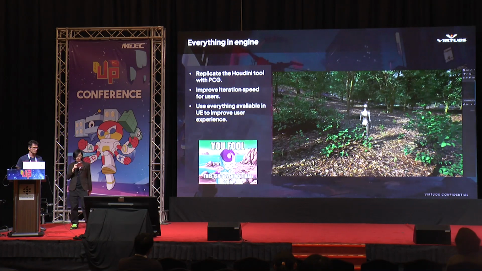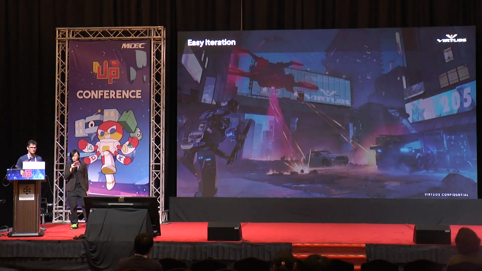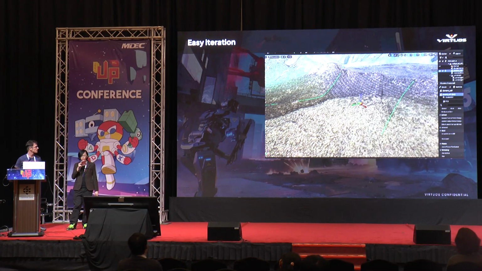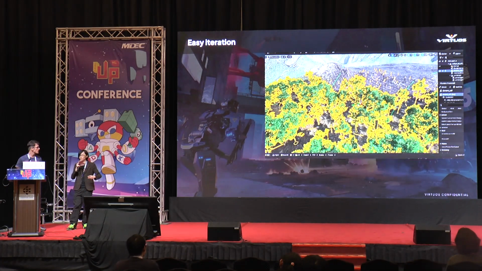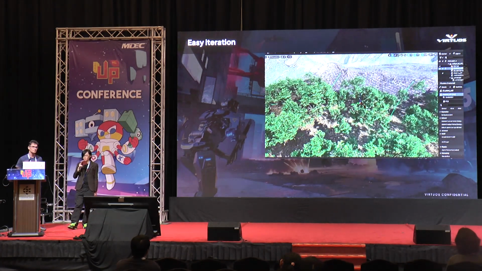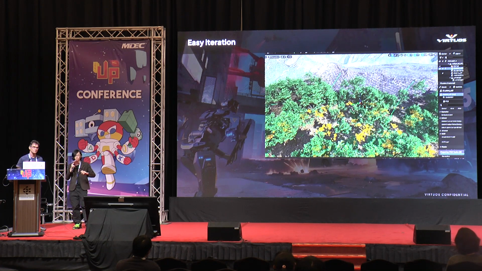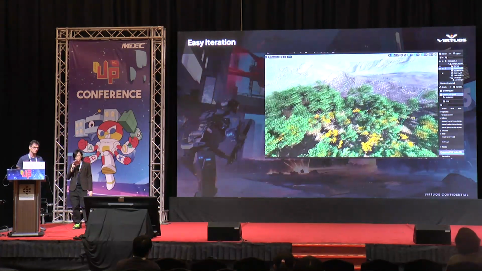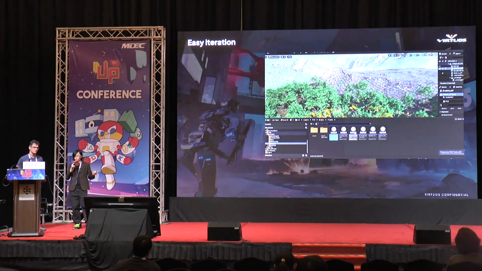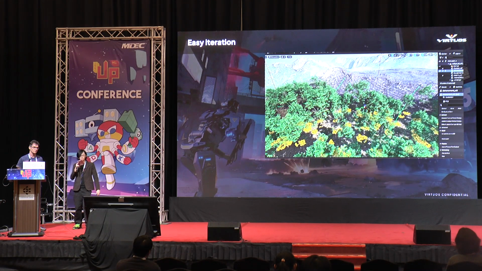Now to improve the iteration speed, we separated the abstraction into three basic levels. So here you have the blueprint that you can simply drag and drop into the level. They are presets, so they already have the perfect settings, which can help quickly populate an area.